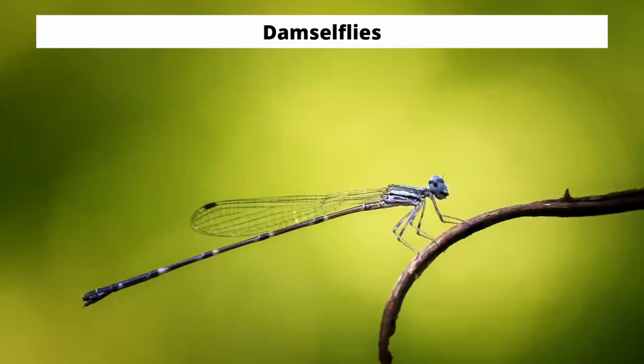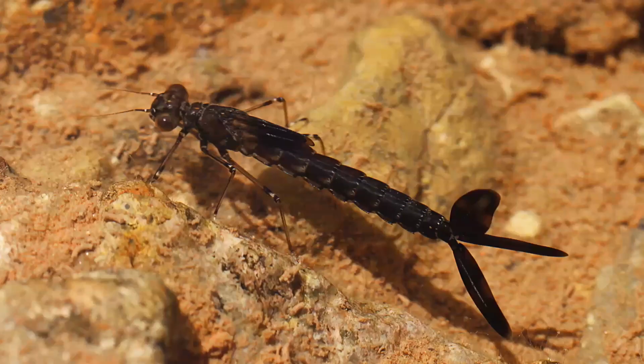Damselflies are very, very similar to dragonflies. They're not nearly as large. Their wings are actually held in a different way over their back, and they're much smaller. And we have plenty of them here in Indiana. I'm sure you've seen them before. And then their larvae are going to look like this.